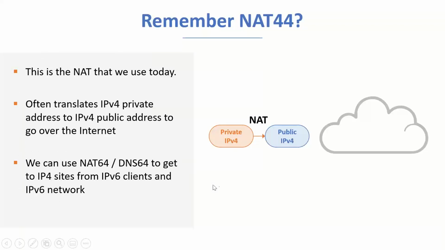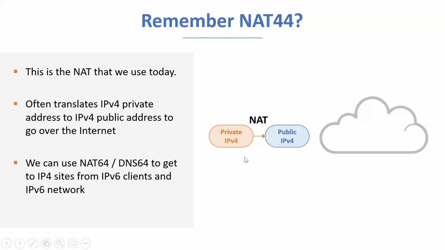So one of the things that we used to do, and of course we still do, not legacy yet, is NAT64. This is the NAT that we use today. And we don't really think of it as being 4-4, but it is. Because what does that mean?